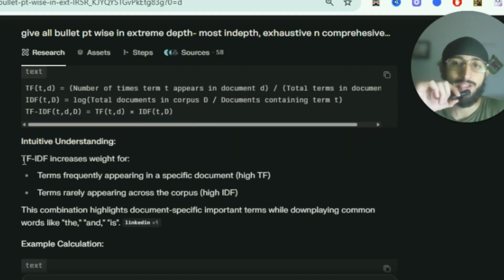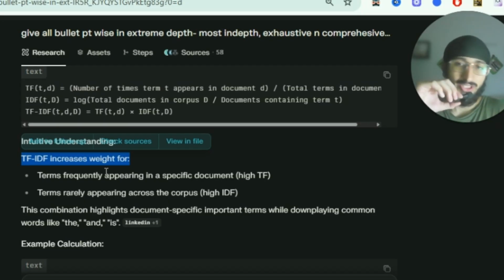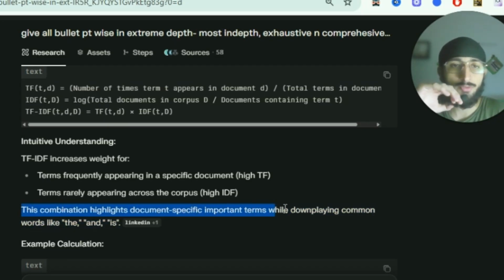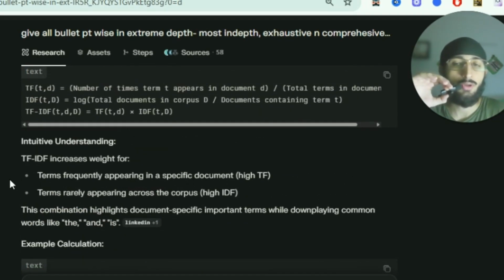Now, intuitive understanding. TF IDF increases the weight for terms that appear frequently in a specific document, that is, they have high term frequency in one particular document, and terms rarely appearing across the corpus. So terms that rarely occur in the whole corpus will have a high IDF value. So high TF and high IDF, when we multiply, we get a high TF IDF score. This combination highlights document specific important terms while downplaying common words like the and is. The higher the TF IDF score, the more significant the word.